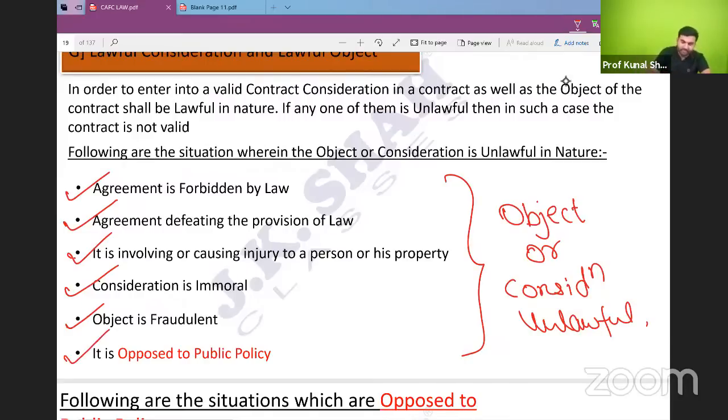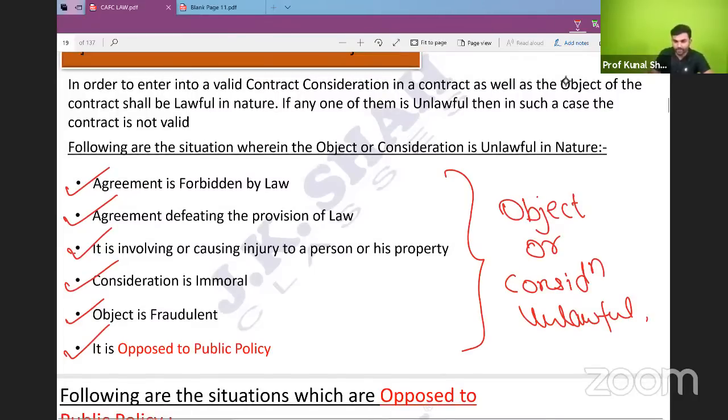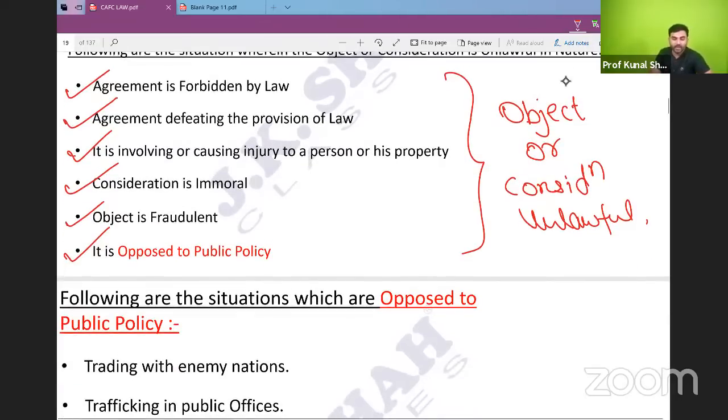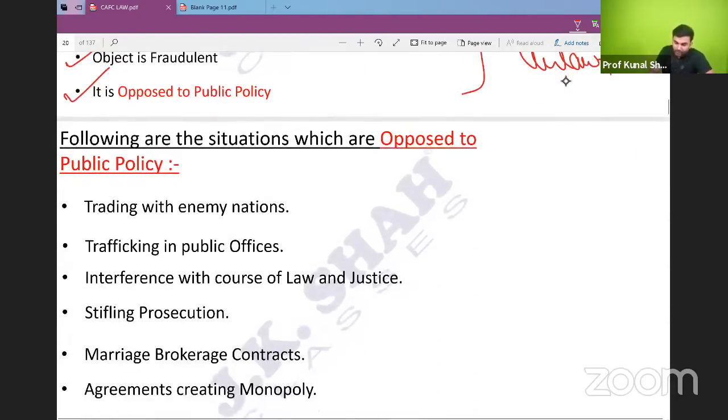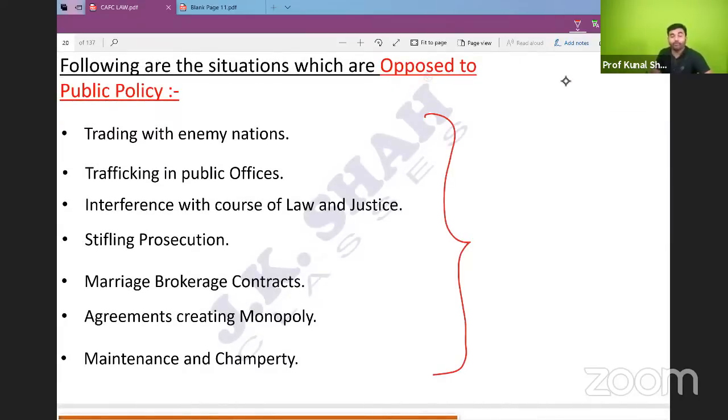Last, any activity which is opposed to public policies. See, what are public policies? Public policies are generally those which are there for the benefit of people at large. Any such thing done against public policies is considered opposed to public policy. Following are the situations which are opposed to public policy. In all these situations, there won't be a valid contract because they are opposed to public policies, and whenever they are, it has an unlawful object or an unlawful consideration. Hence, there cannot be a valid contract.